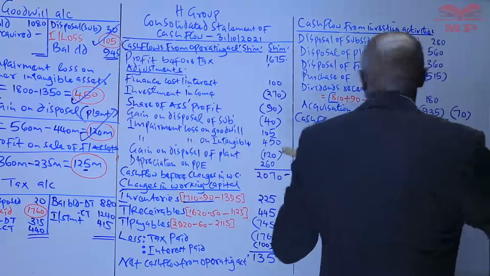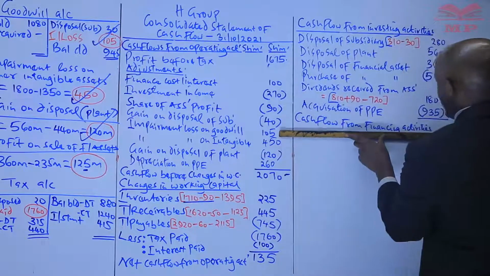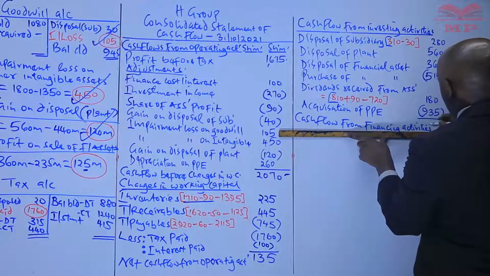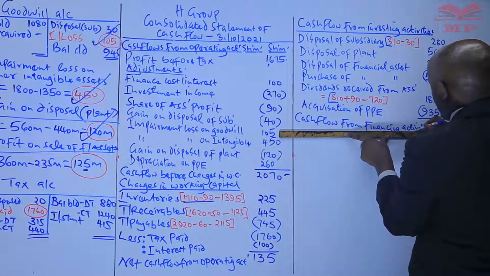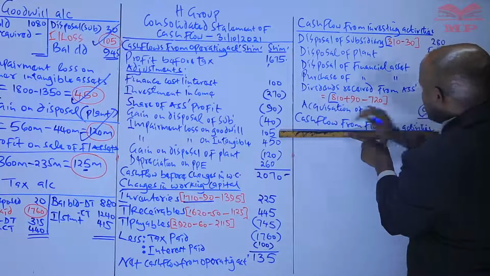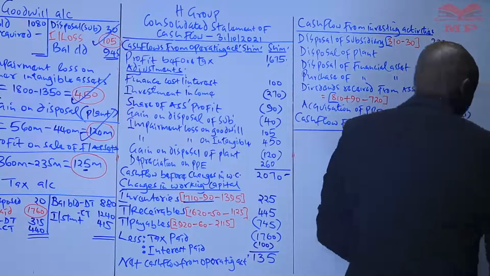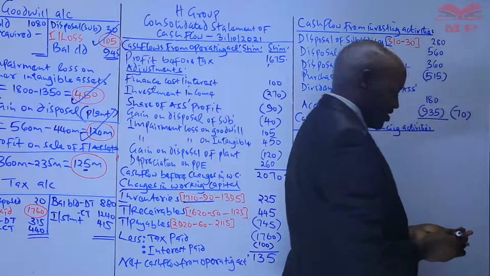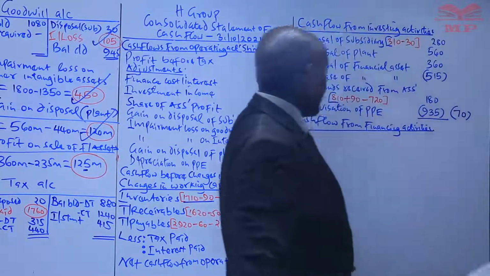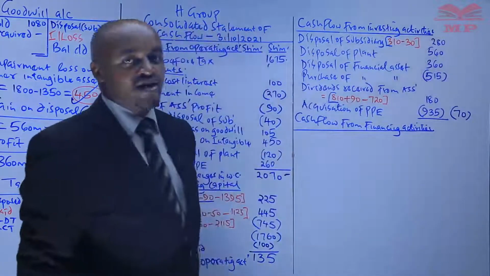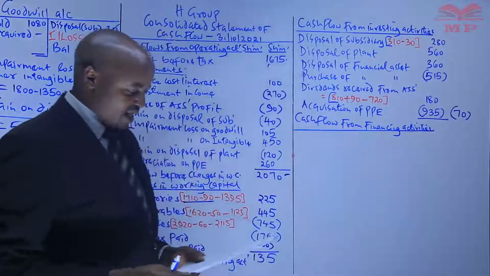Activities. So this is the last section of our cash flow. Cash flow from what? Financing activities. Financing activities are basically those particular activities that are taken by the company in the course of the year and which affect the size and composition of the company's capital structure.